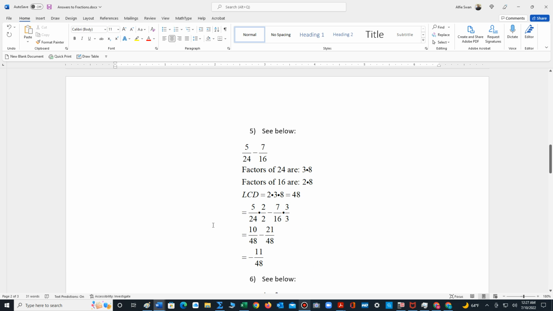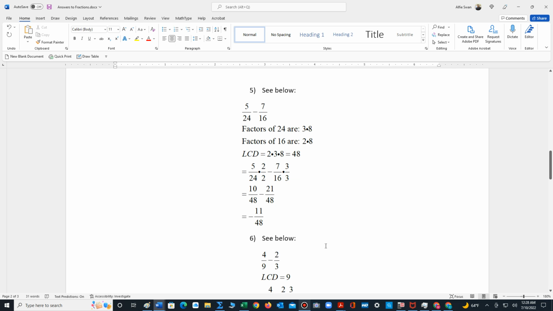Number 5, we have to subtract two fractions. So 5 out of 24 minus 7 out of 16. Since obviously there's some common factors between 24 and 16, let's look at that. First, let's factor 24. 3 times 8 are two factors. Let's factor 16, 2 times 8. So the LCD must consist of a 2, a 3, and an 8. Multiplying that out together, we get 48.